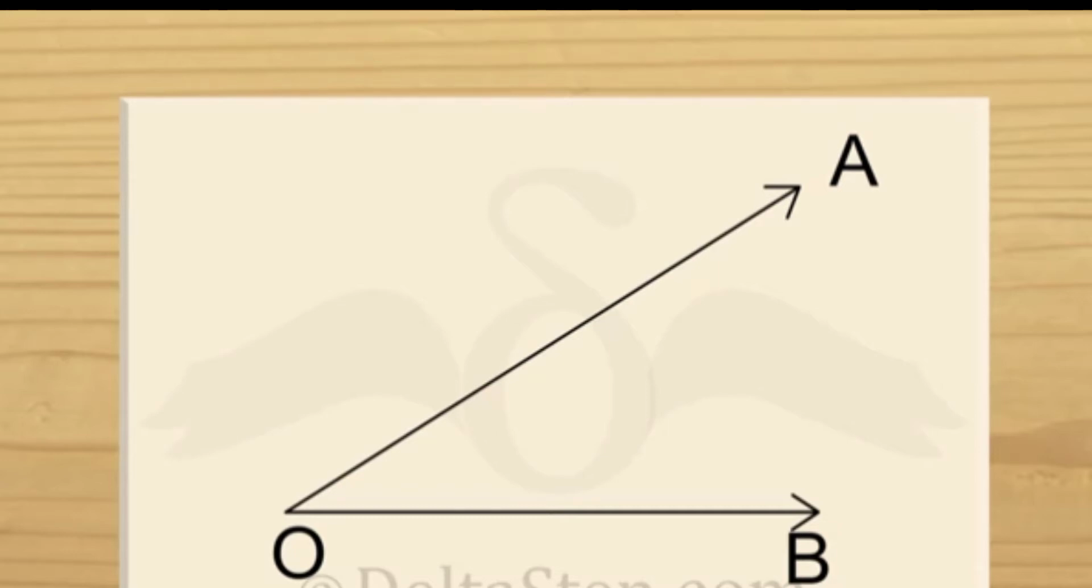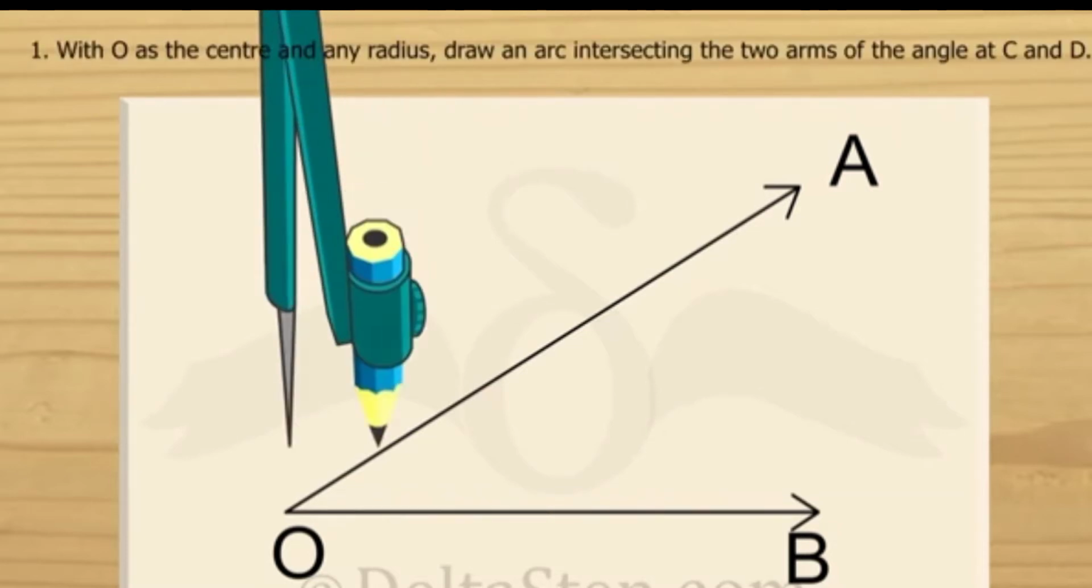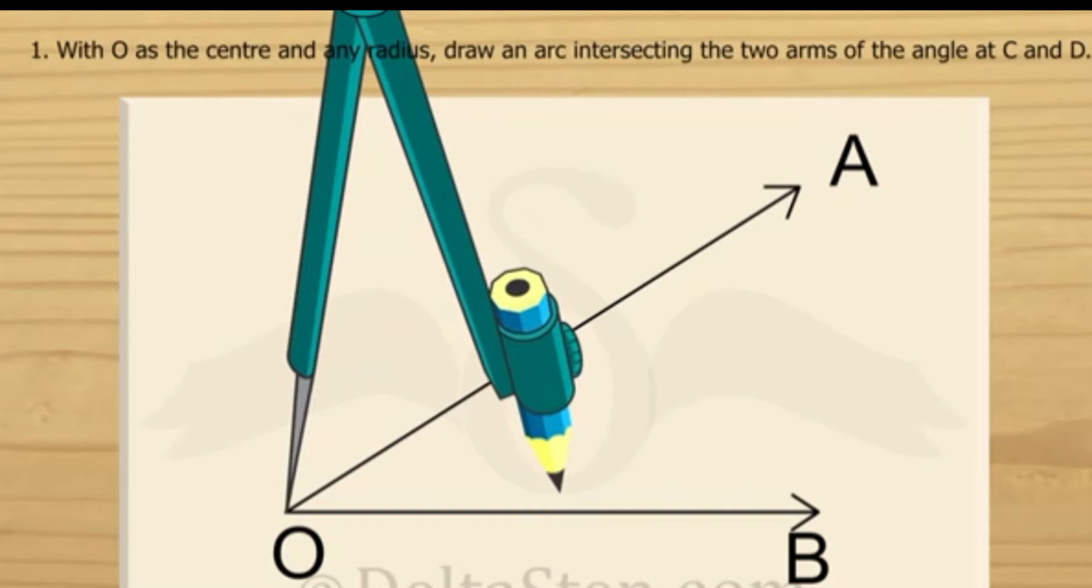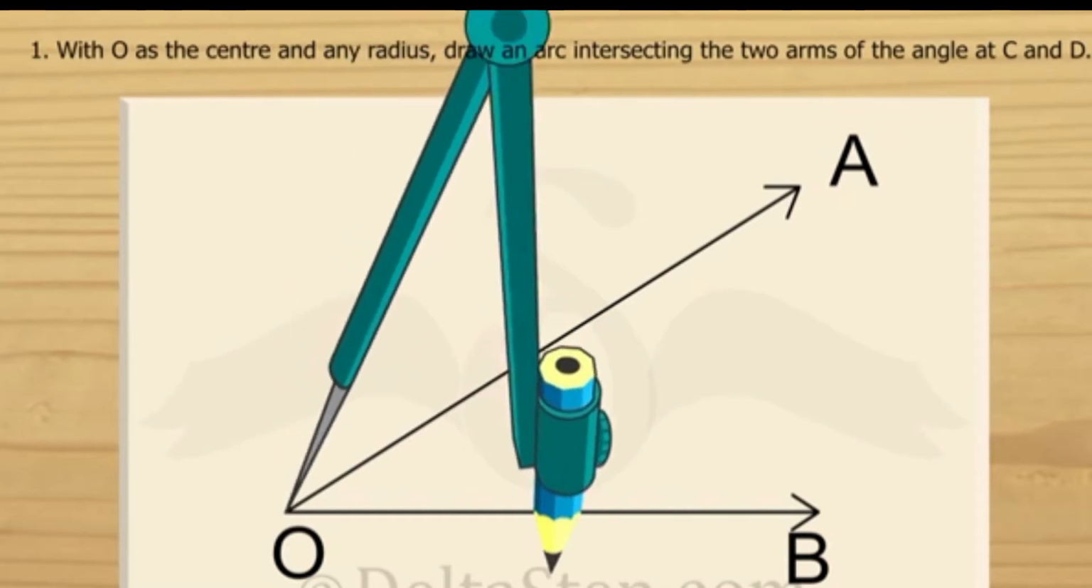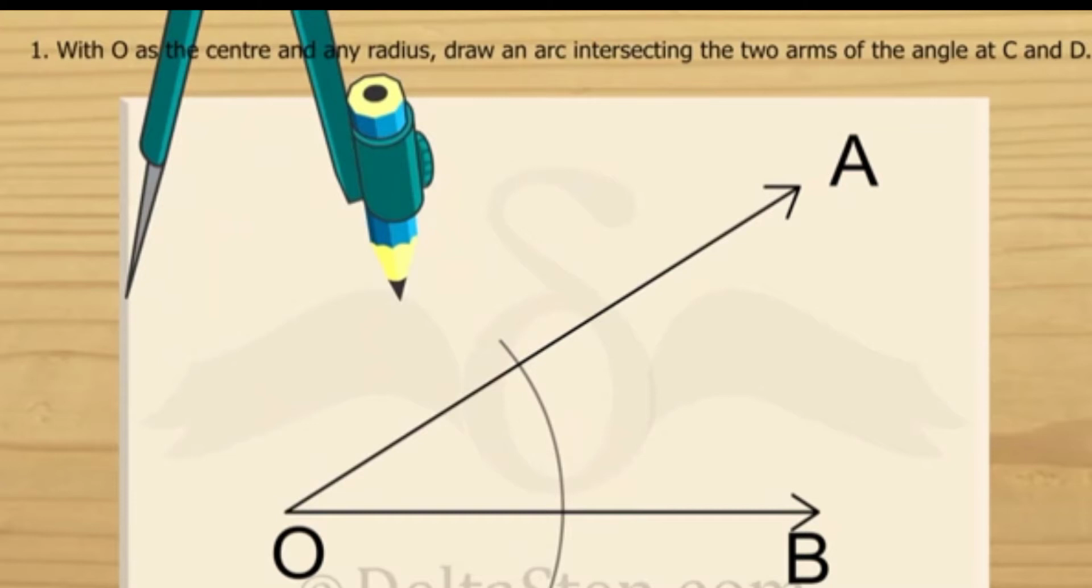Well, even if we do not know the measure of the angle, there is a general method to divide any given angle into two equal parts. Let us see how we can do that. First, with O as the center and any suitable radius, we draw an arc to meet the two arms of the angle, that is arm OB at C and the other arm OA at D.